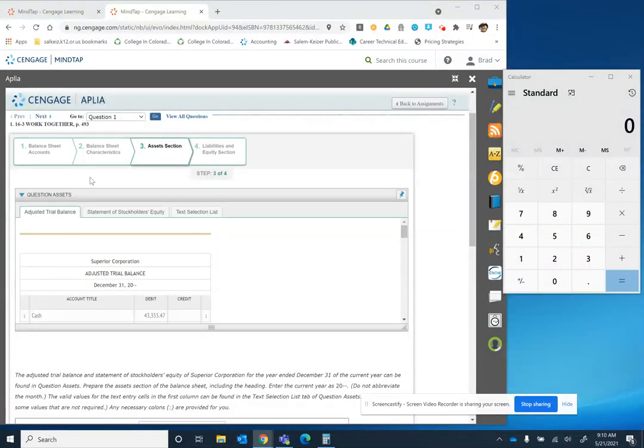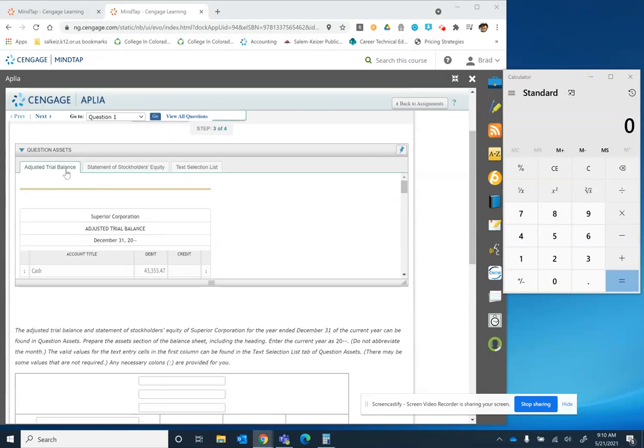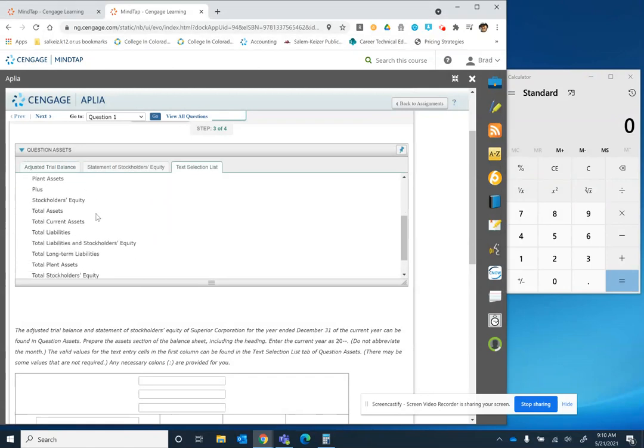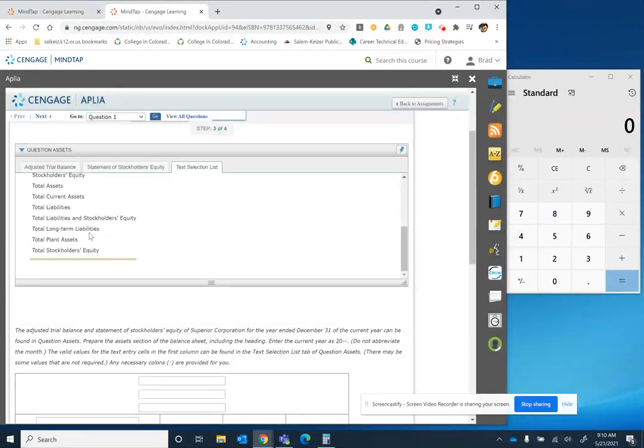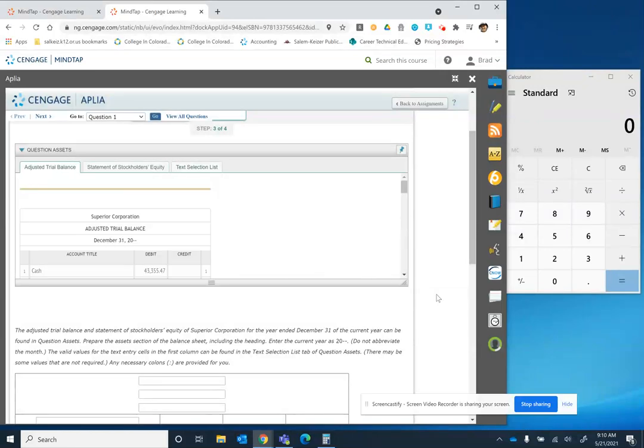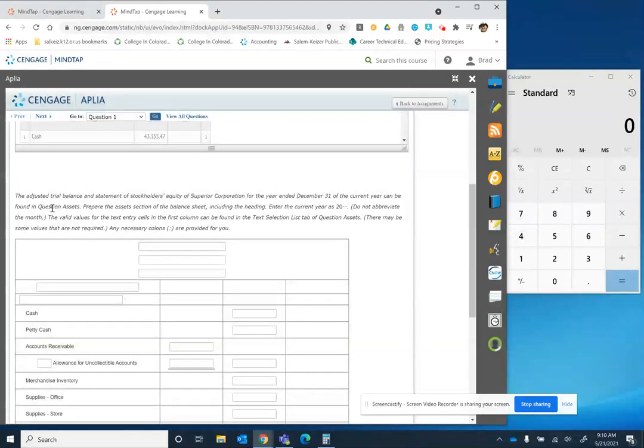On step number 3, we're looking at the assets section of our balance sheet. To begin with, we've got our adjusted trial balance, our statement of stockholders' equity, and our text selection list. It lets us know some sections or titles that we might be using. Very helpful. So the first thing we're going to look at is the adjusted trial balance and statement of stockholders' equity, to find the asset section. Prepare the asset section of the balance sheet. That's what we're looking to do.